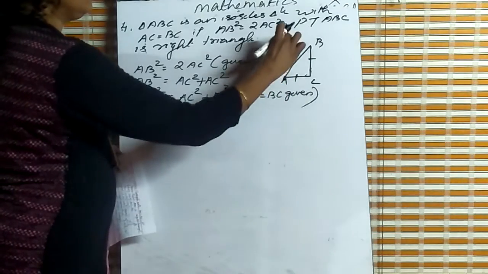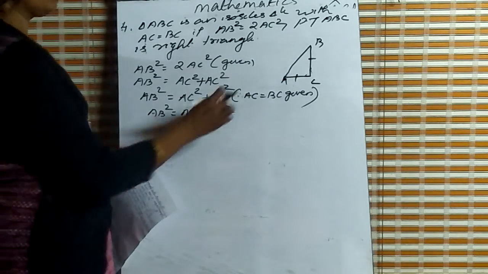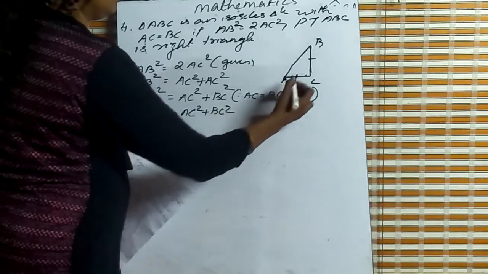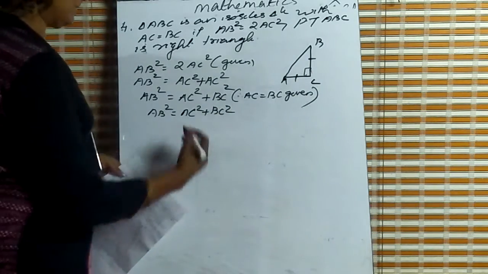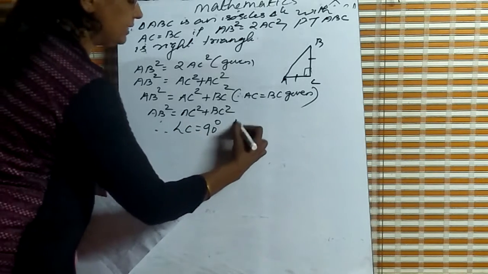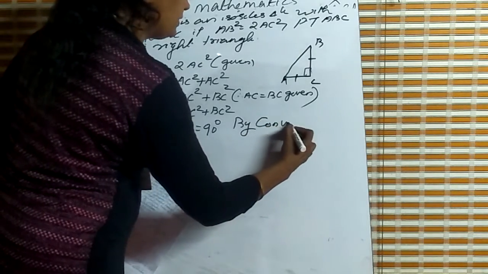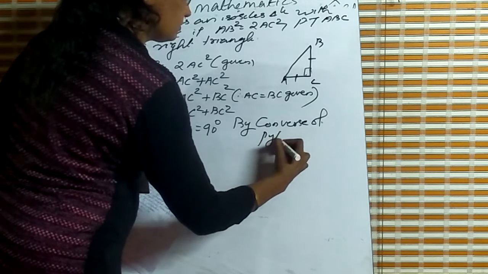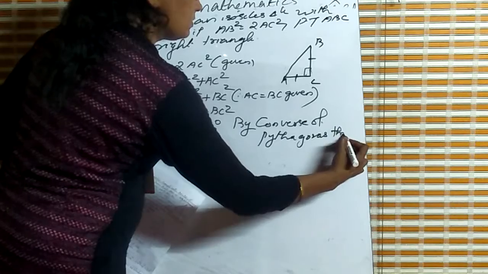In a triangle, if the square of the hypotenuse is equal to the sum of the squares of the other two sides, then the angle opposite to the first side is a right angle. Therefore, angle C is equal to 90 degree by converse of Pythagoras theorem.